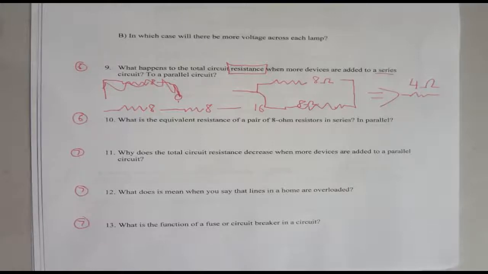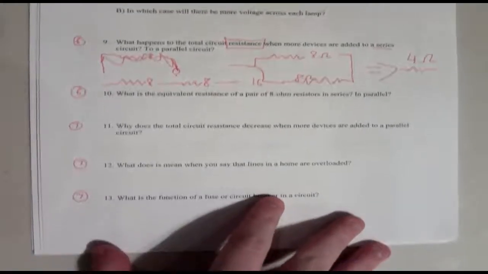So as far as our answers are concerned, what happens to the total circuit resistance when more devices are added? In a series, that increases. In a parallel circuit, it decreases. Okay, so let's move on to number 10.